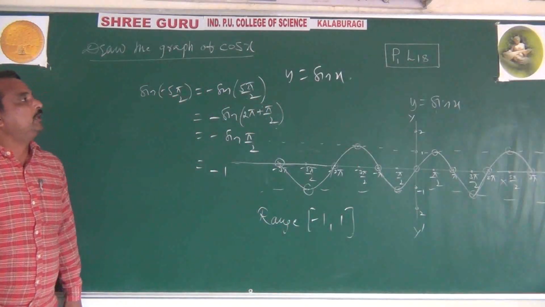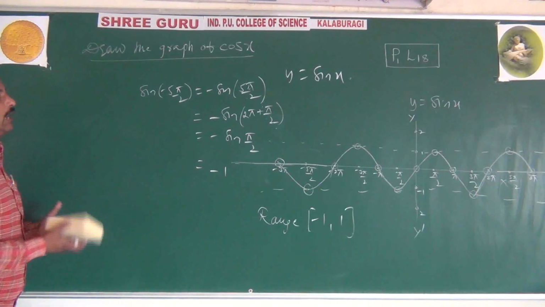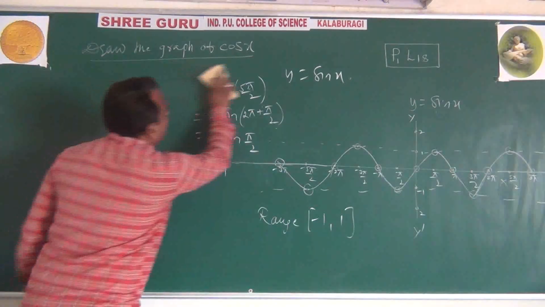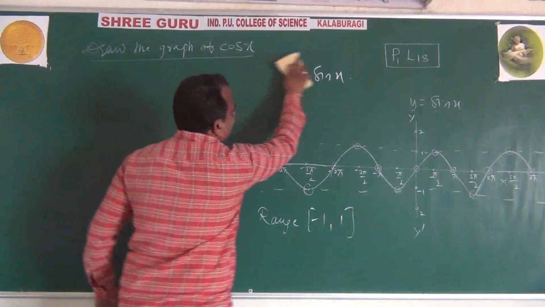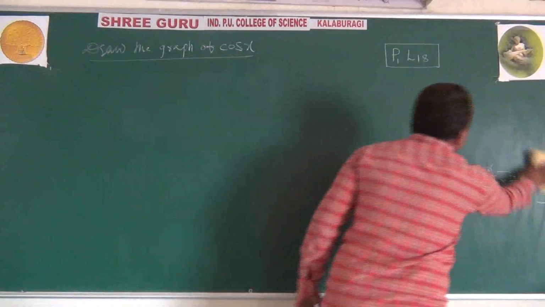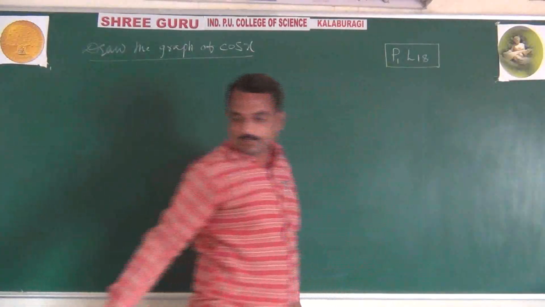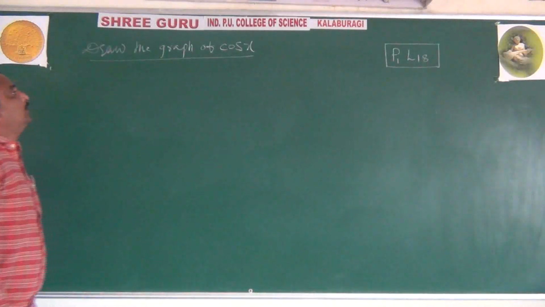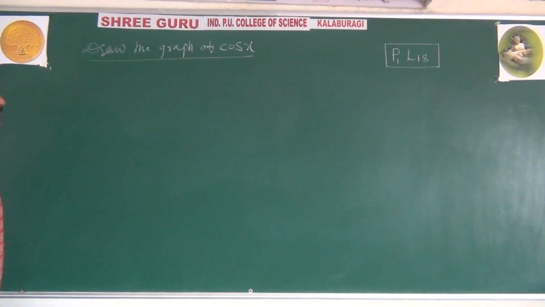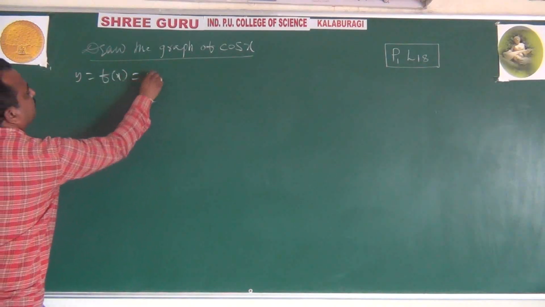So this is about the graph of sin x. Similarly, now we will take the graph of cos x. Then we will come to the graphs of tan x and cot x in today's class. Let us see the graph of cos x. I recall the graph of sin x. Now come to the graph of cos x, students. Let y is equal to f of x equal to cos x.